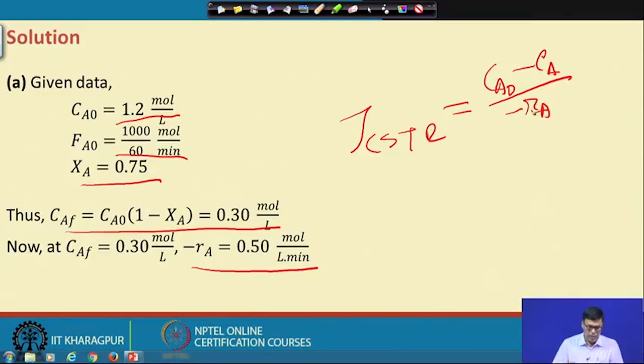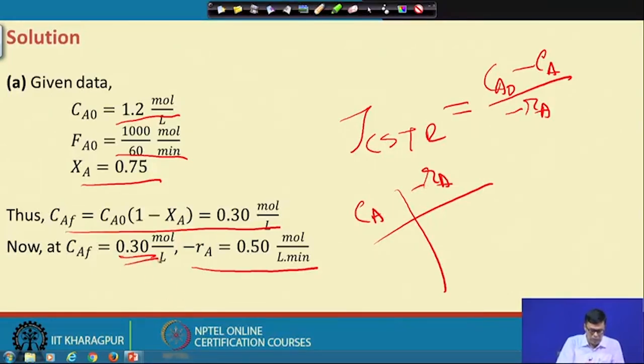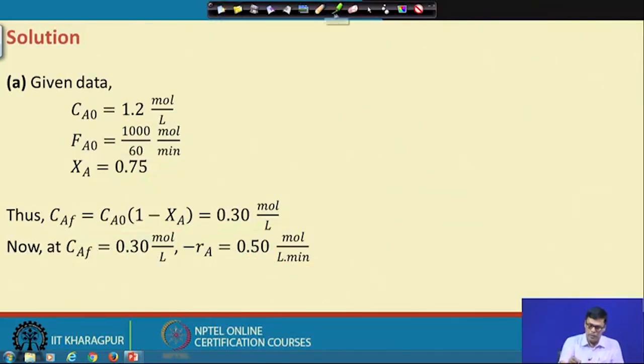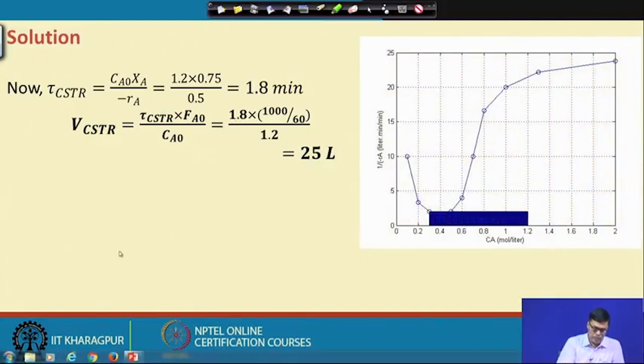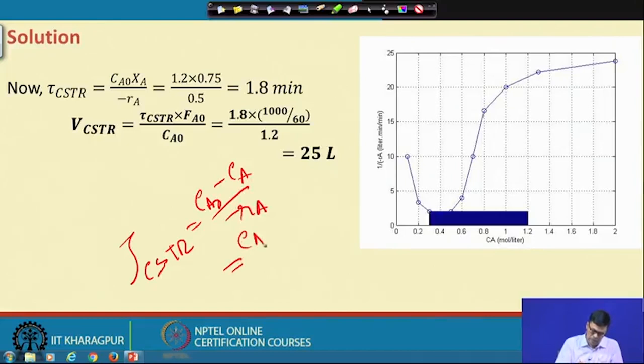divided by minus RA. Now, this is a repetition of the previous problem, and we have the figure of CA versus minus RA. Since our substrate concentration is 0.3, we know the rate of reaction at 0.3. From the table, this is about 0.5. Now, as I mentioned, tau CSTR is equal to (CA0 minus CA) over minus RA. Am I right? So this is also equal to CA0 into XA over minus RA.